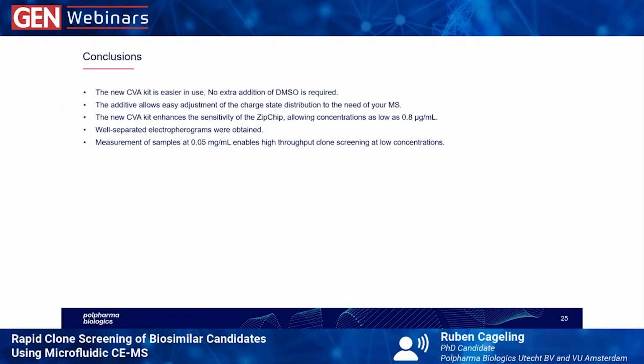And what we also noticed from all the profiles that we saw is that the new CVA kit enhances the sensitivity of the ZipChip, and you could go to concentrations as low as 0.8 microgram per milliliter and still get a very usable profile, which is of course extremely low concentrated samples. You get very well separated electrophoreograms, and like I said, the samples that we measure at low concentration, we could get a lot of information out of this. So overall, we are very happy with the CVA kit, and we're now using it as a standard in all our current workflows.